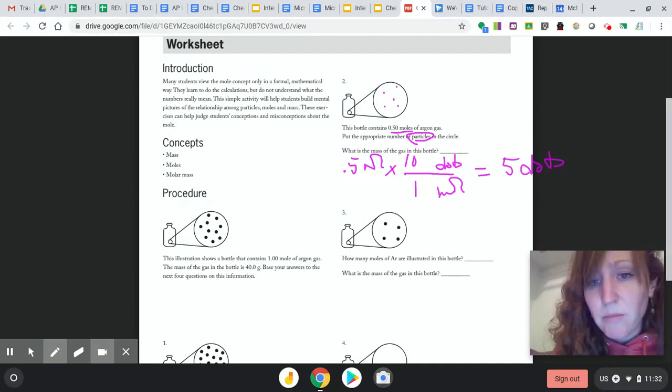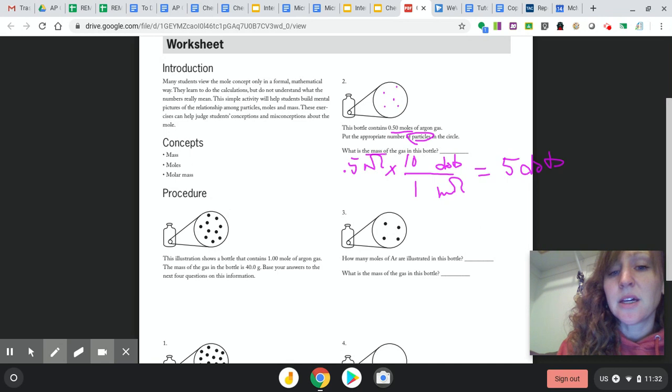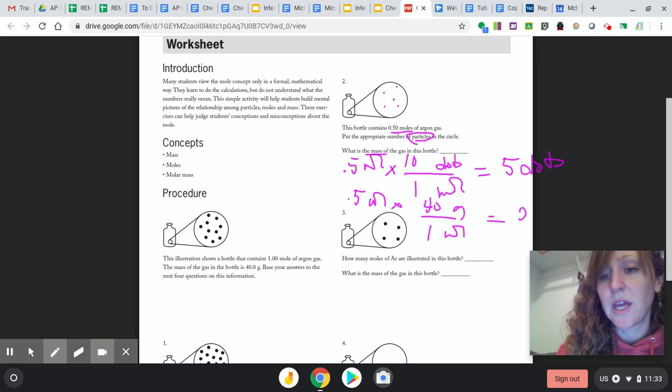Okay, what's the mass of gas in this bottle? So same idea, 0.5 moles, and I want to get out of moles and into grams, and I know 1 mole is the same as 40 grams, so this must weigh 20 grams.